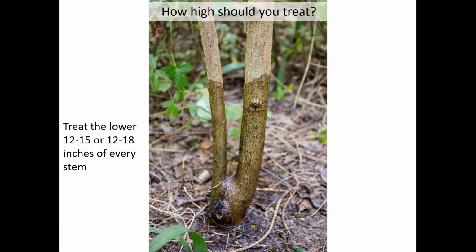We say treat the lower 12 to 15 inches. That's what a lot of the triclopyr ester labels say, 12 to 15 inches. The imazapyr labels, the aminocyclopyralid labels say 12 to 18 inches of every stem. So basically what we're talking about is spraying that herbicide oil mix and getting good coverage all the way around each stem to a height that is, in this case, exactly 12 inches because I measured it. Okay, so this is sort of the minimum that we're talking about in terms of basal bark application.